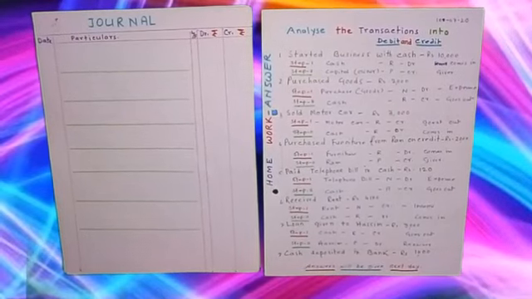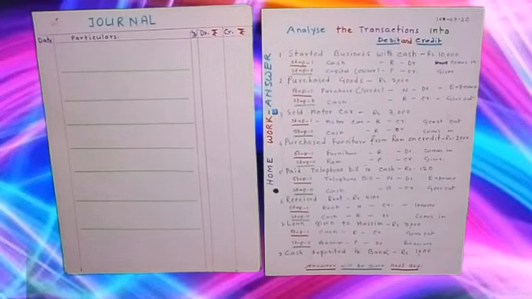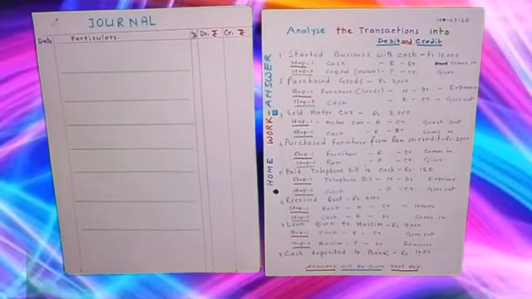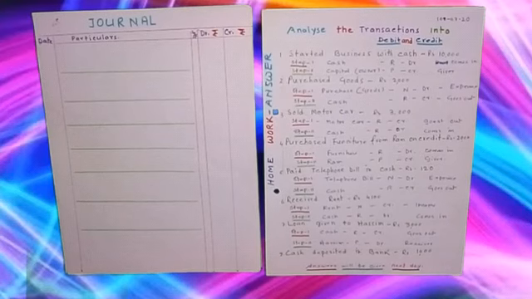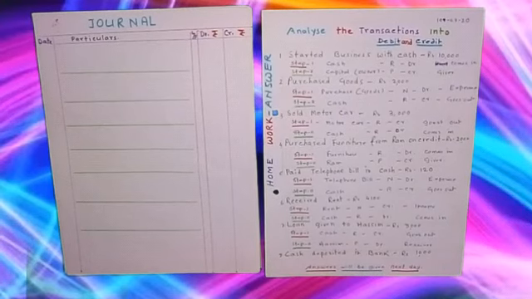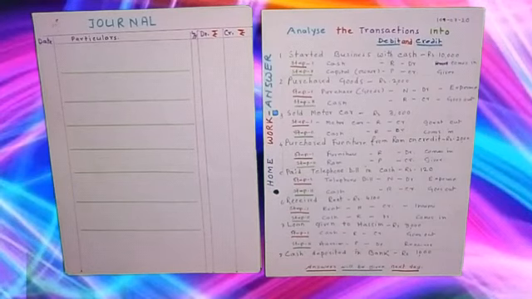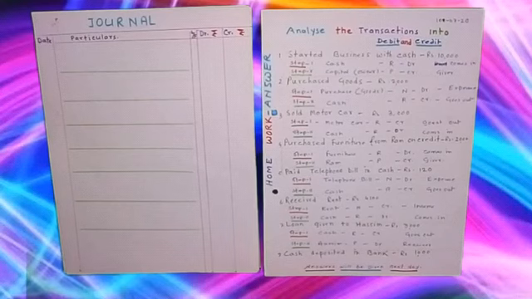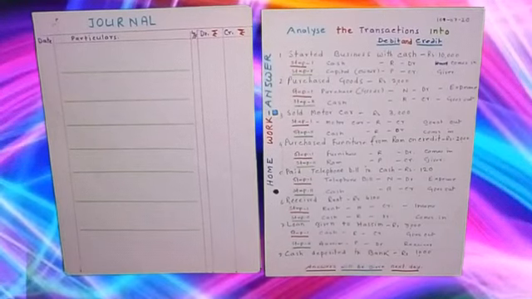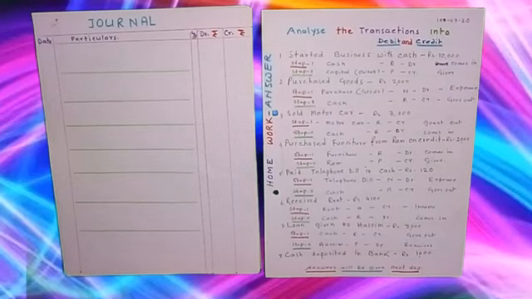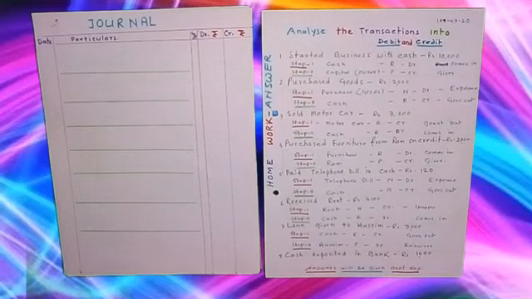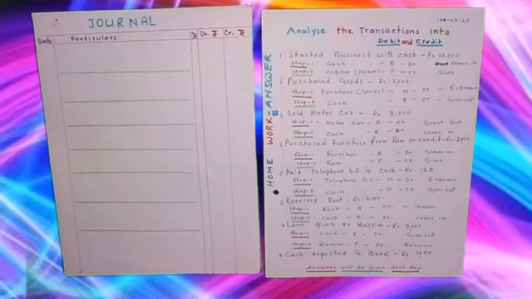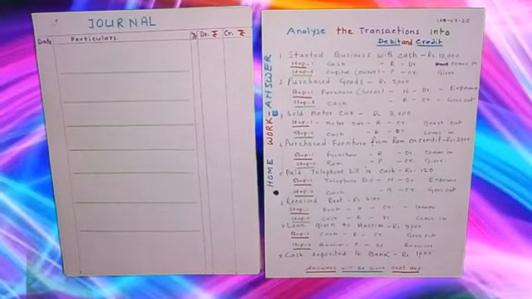Students, till last class we have discussed how to analyze the transactions into debit and credit. So we have given you homework and also solved it the next day. Now we'll learn how to record the transactions in the books of accounts. Listen to it carefully. At first we have analyzed the transactions into debit and credit. Now we will record the transactions in the books of accounts.